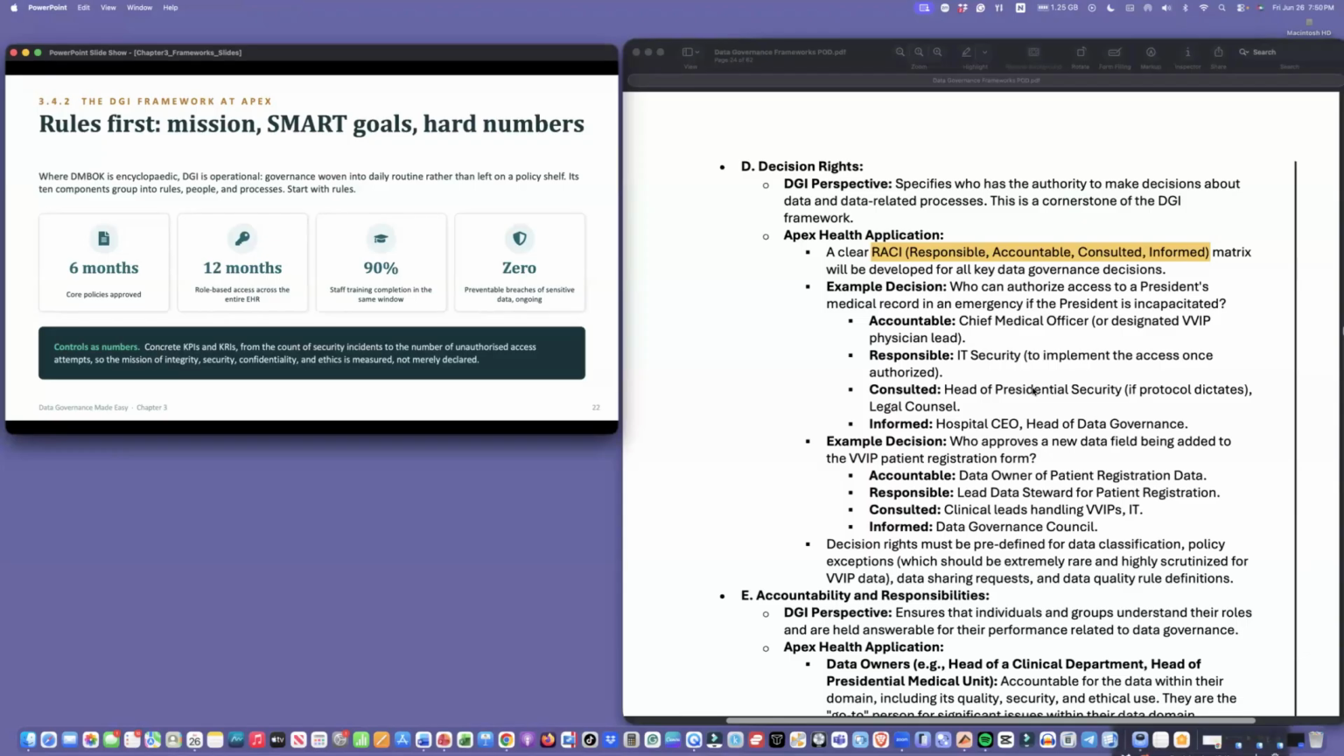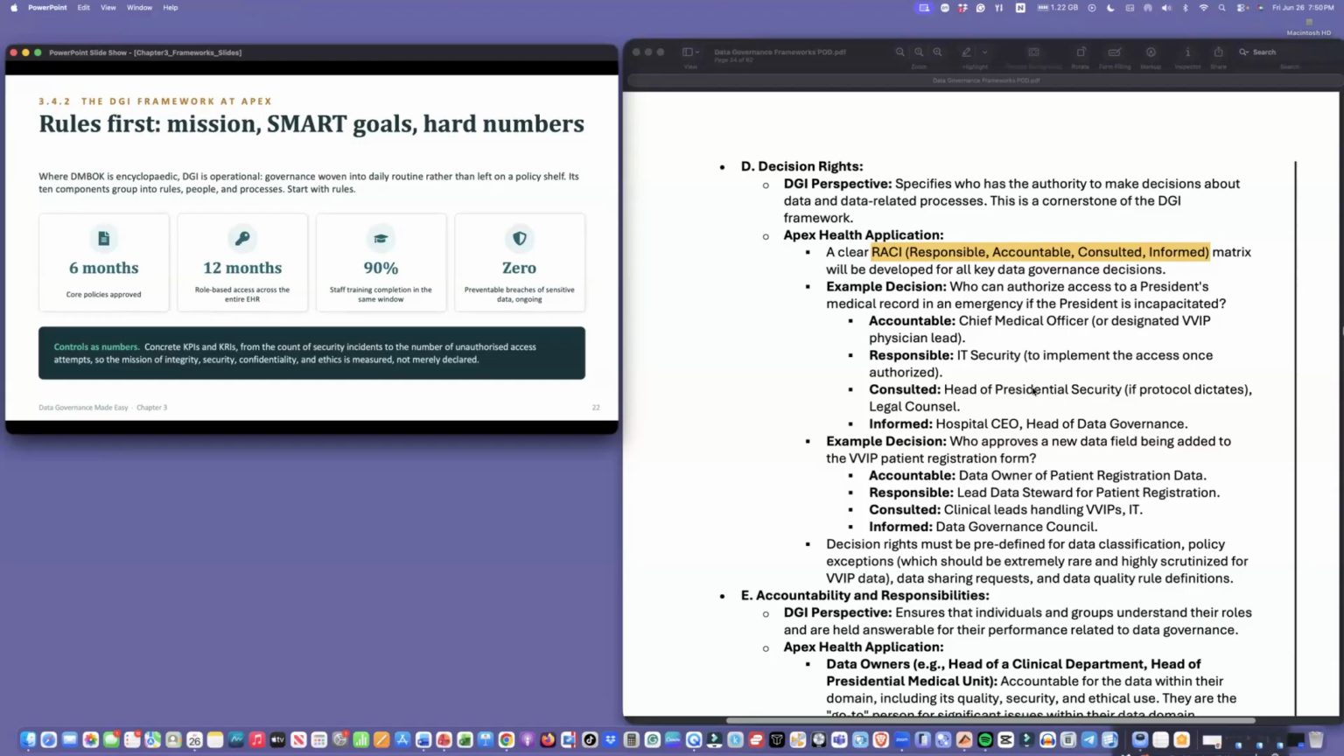Who is consulted? The clinical heads and leads handling the VVIP. They may end up going to a VVIP: "Oh, sir, please, we need your data." This thing, we will collect it and then make it available to the data steward. Then who is informed? After we have done it, I will report to the Data Governance Council that 80% of all the VVIPs' Ghana card information has been captured. Good. Decision rights must be predefined for classification and policy exceptions, so that those who are supposed to have them are defined in the system.